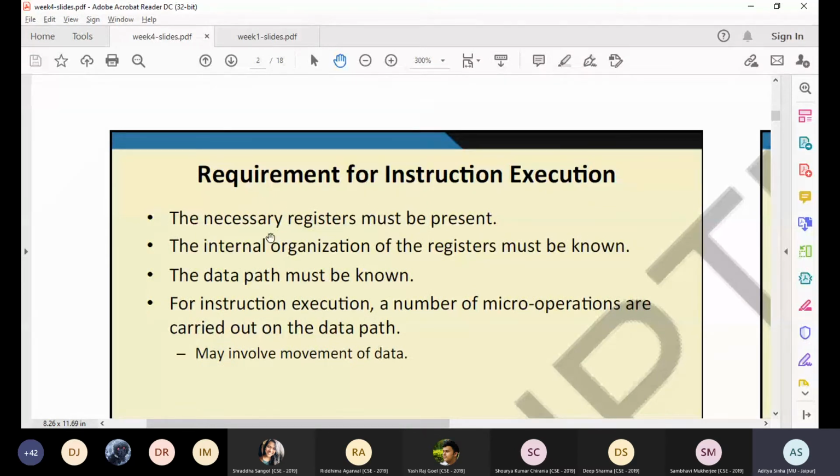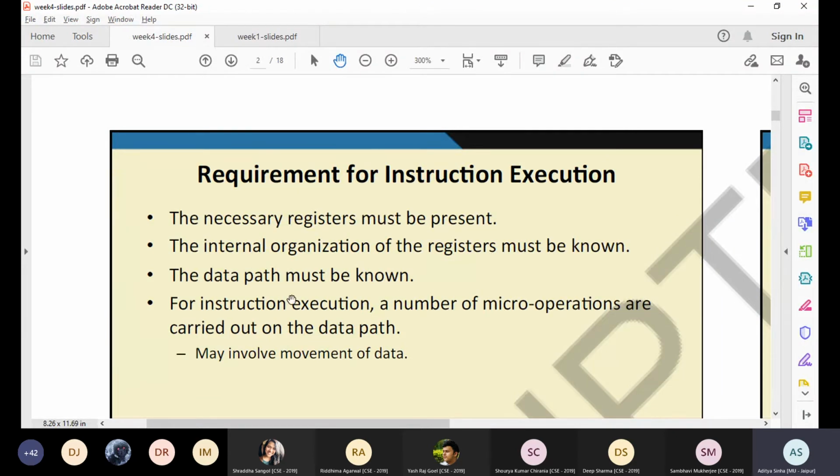So the requirement for instruction execution is that registers should be present. If we are using, say, temporary registers, those should be present inside here. The internal organization of the registers must be known. What do we mean by internal organization of registers? It means that a special purpose register takes how many inputs and has how many outputs. So we need to have a proper idea about the internal organization of each special register, general purpose register, and the temporary register as well.